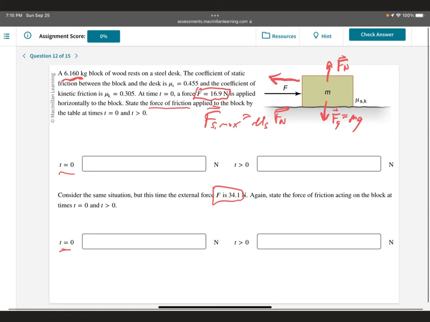For both of these, actually, whether I'm applying a small force or a larger force. At time greater than 0, if I applied a force less than the maximum static friction, it's not going to start moving, and the frictional force is going to stay whatever I applied. If I applied a force bigger than the maximum static friction at time greater than 0, it's going to start sliding, and the frictional force will equal the kinetic friction. And you calculate kinetic friction, the force of kinetic friction, with mu k times normal force. All right, that should get you going on that problem.